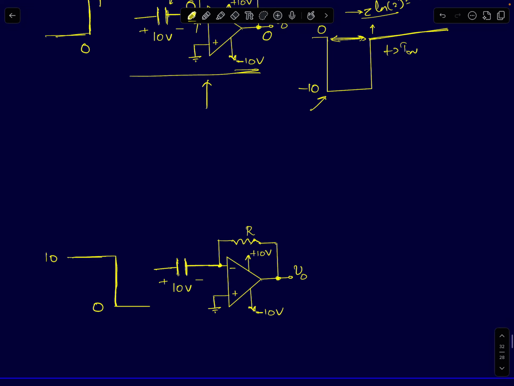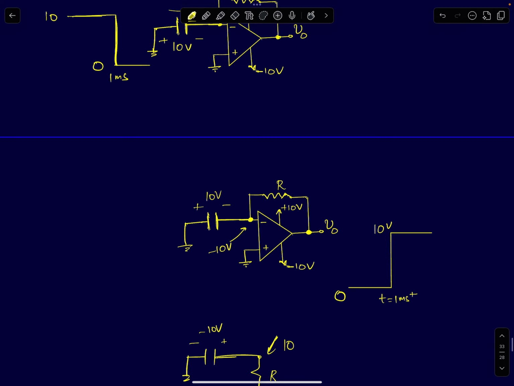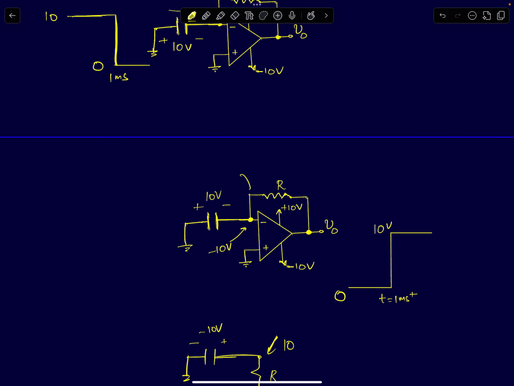Now the actual action, that is a negative step, arrives at 1 millisecond. What happens to the circuit? The instant a negative step appears at the input of this differentiator, the capacitor will act like a short circuit. The capacitor voltage cannot change instantaneously, so it will stay at 10 volts. It will keep the 10 volts across it. So the node voltage Vx, which was initially at 0, will suddenly go to minus 10 volts.